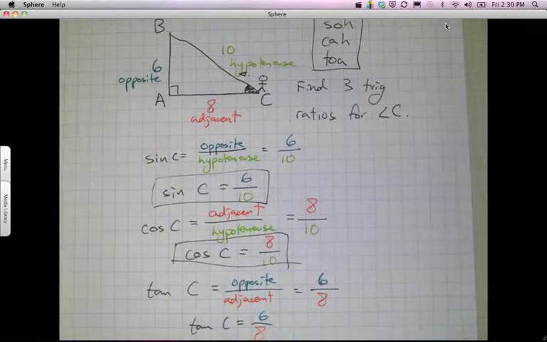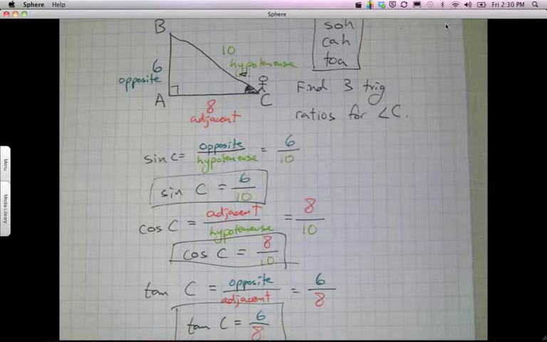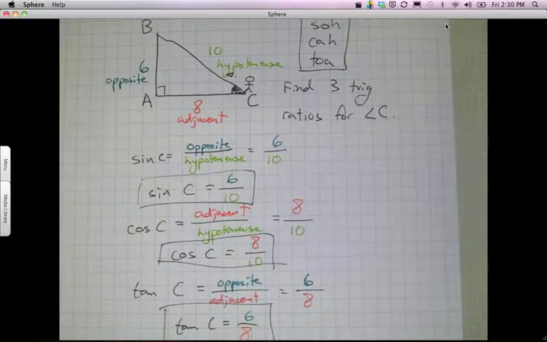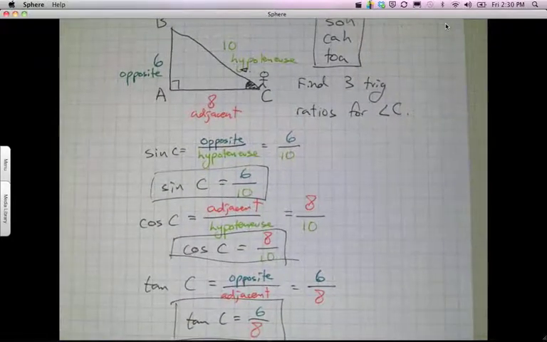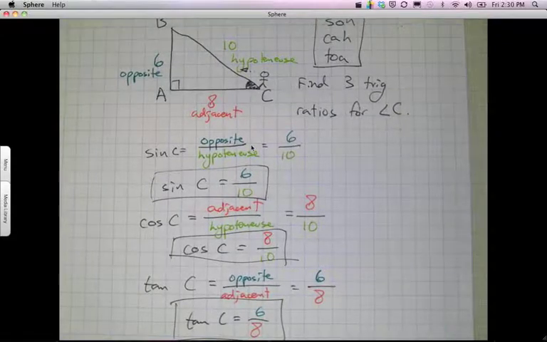And there are your 3 trig ratios. That's how you find them. So the first thing you're going to want to do is figure out where your adjacent, hypotenuse, and opposite sides are, and then put them into the trig ratios that way.